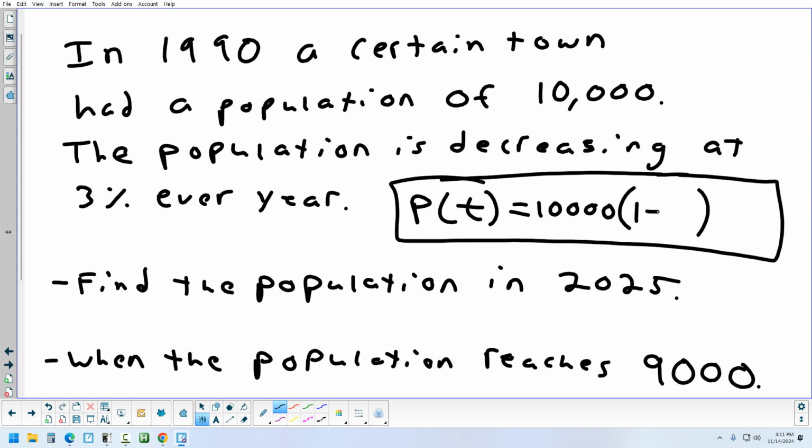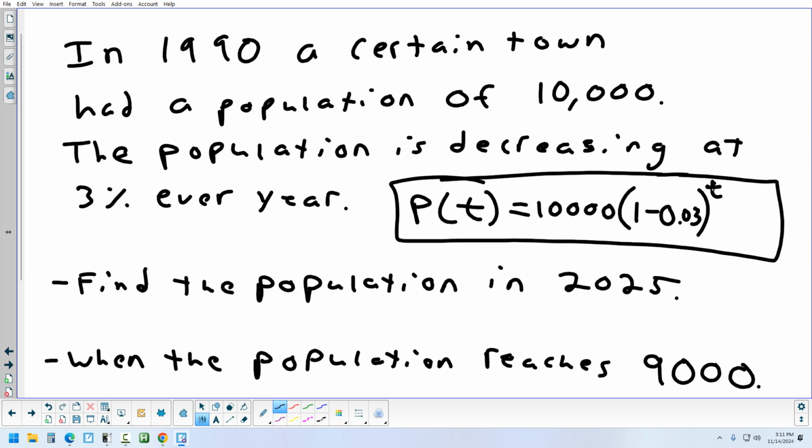And what's r in this case? 0.03. So we're going to make sure we change that percent to a decimal. And one more thing we should do, because without this, it's not an exponential equation: the t is the exponent. Okay, so there's your equation that models the problem.